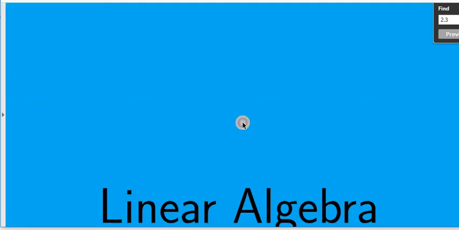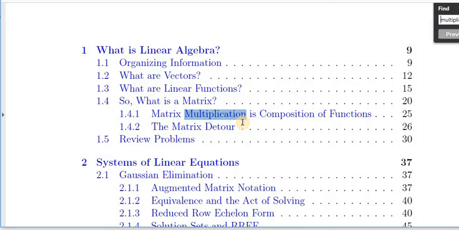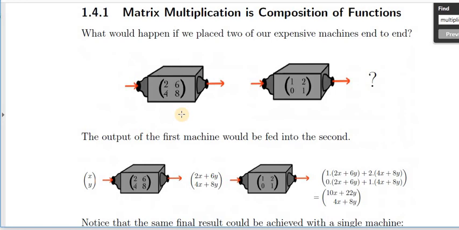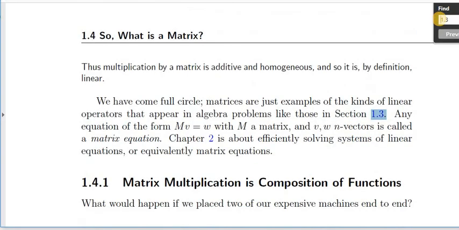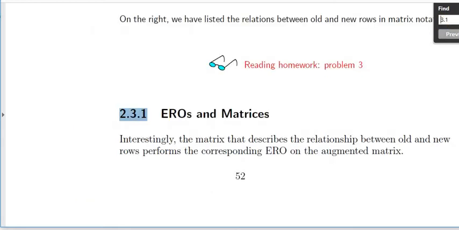Let's see if I can find this. Okay. This matrix multiplication that we saw in section 1.4.1 is exactly the same matrix multiplication that we're doing here. So this is still also a composition of functions. So let's go back here.